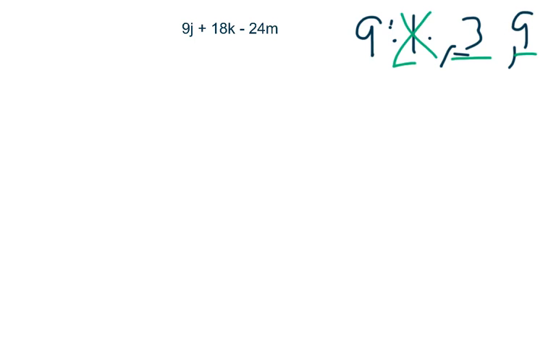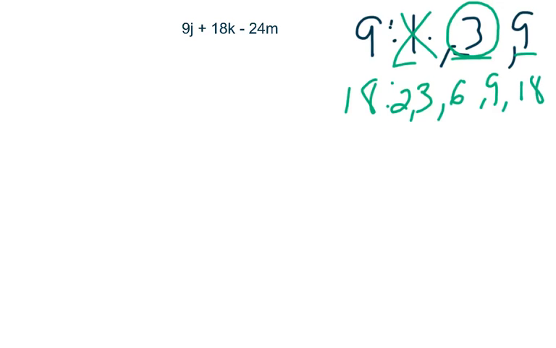Now, the next one is 24. Does 3 go into 24? Yes. Does 9 go into 24? No. So the number that's going to be divisible by all of them is 3, because if you have 18, you basically have 2, 3, 6, 9, and 18. And then 24, what goes into 24? Well, you can do 2, you can do 3, you can do 4 and 6, we could do 8, and we can do 12.